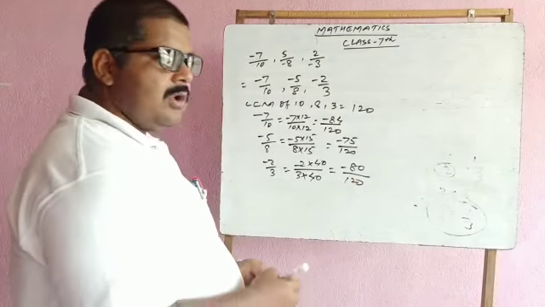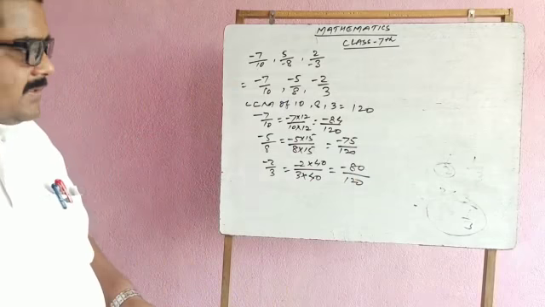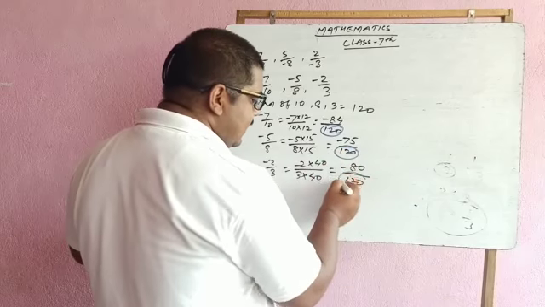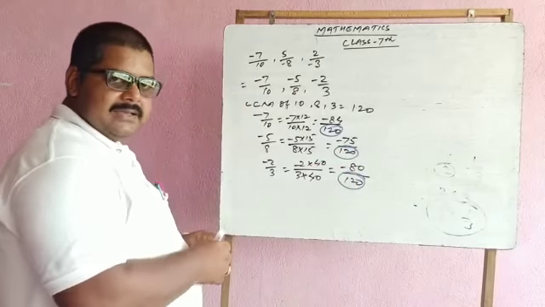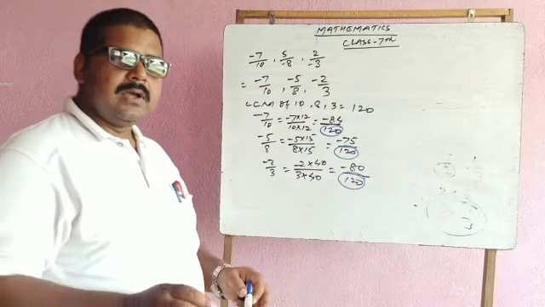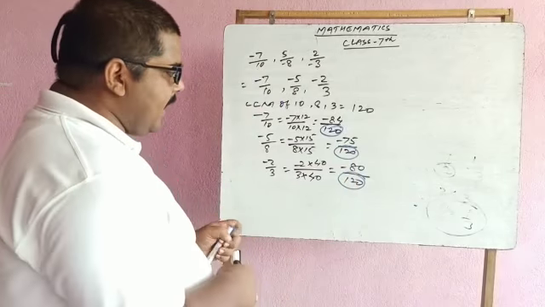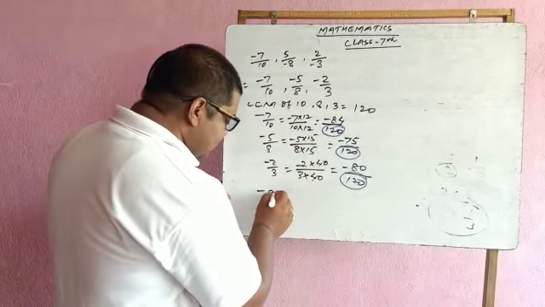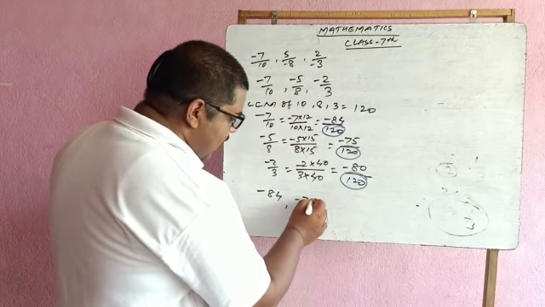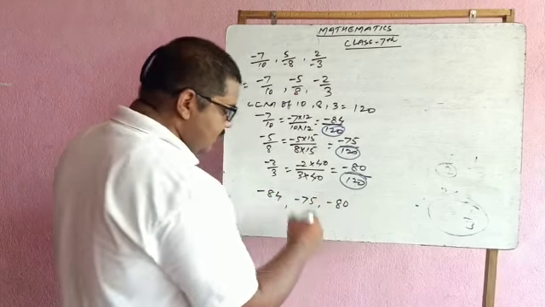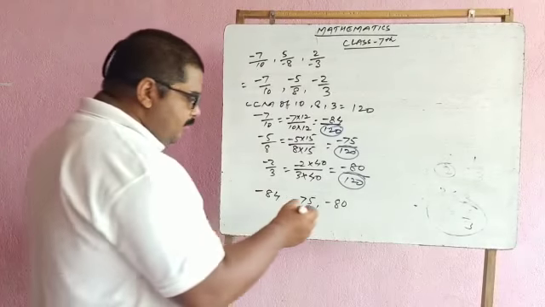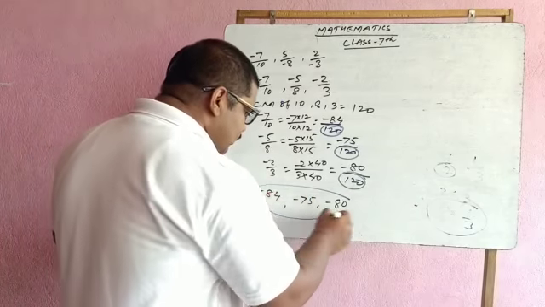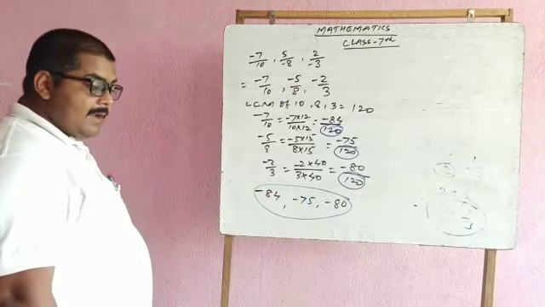Now the denominators in all three cases are equal: 120 in the first case, 120 in the second case and 120 in the third case. When denominators are equal, according to the rule you have to compare the numerators. What are the numerators? Minus 84, minus 75 and minus 80. You need to compare all three numerators.